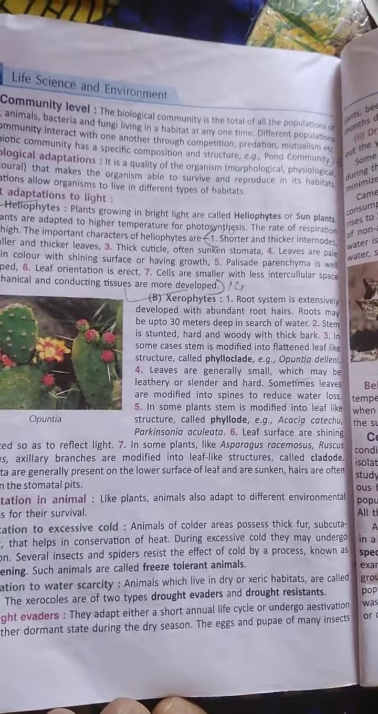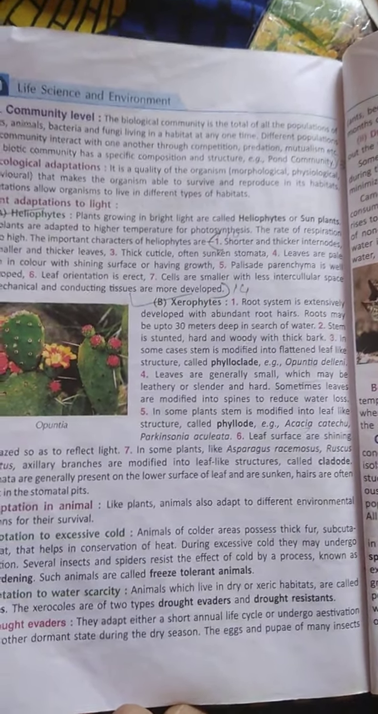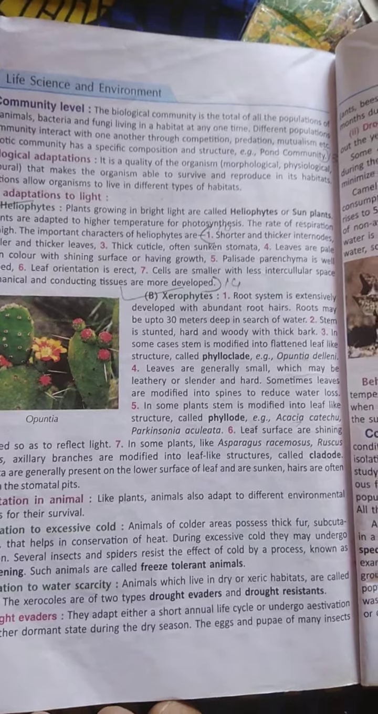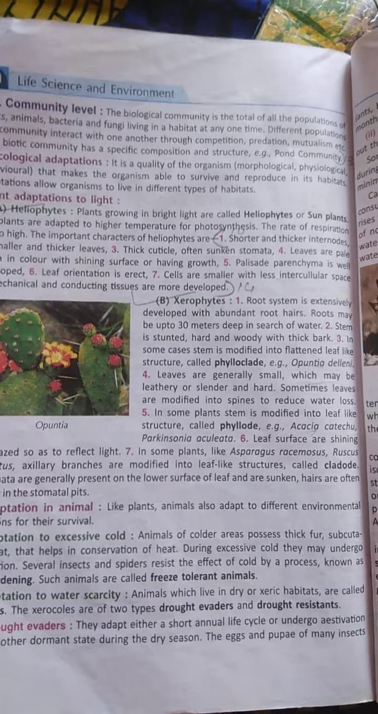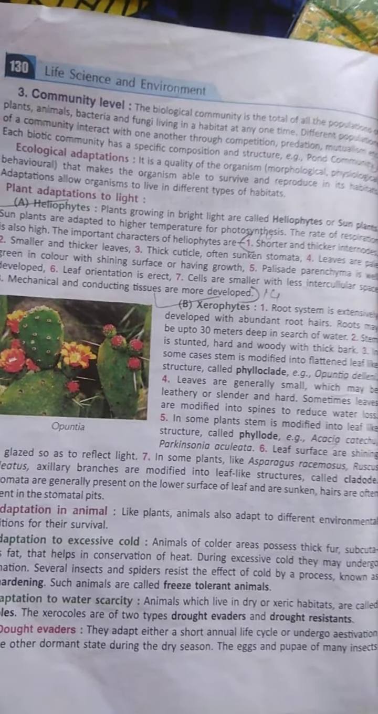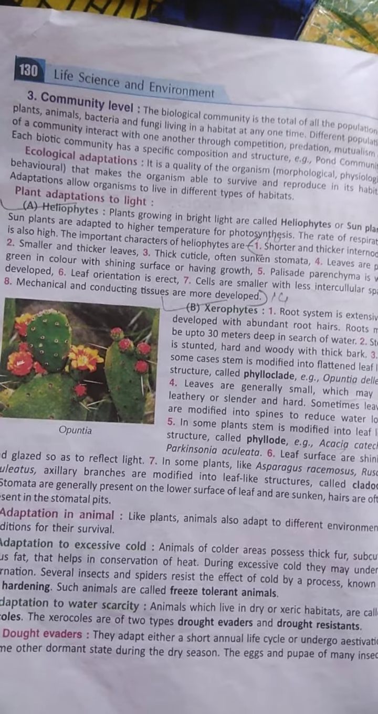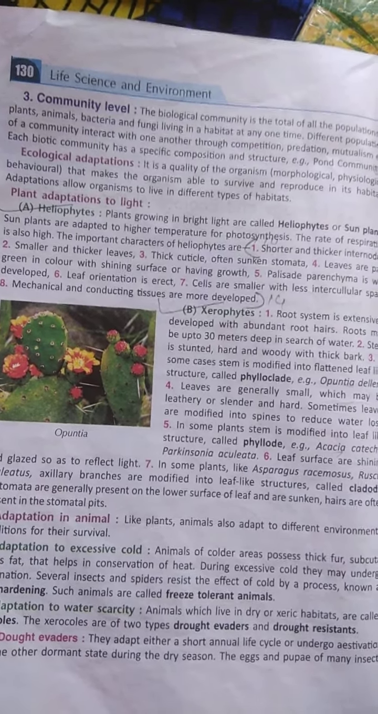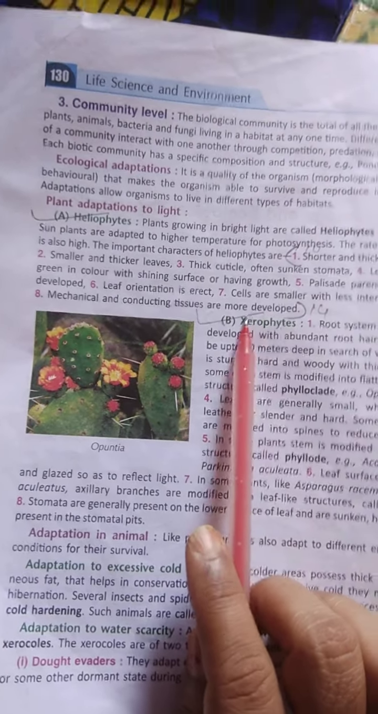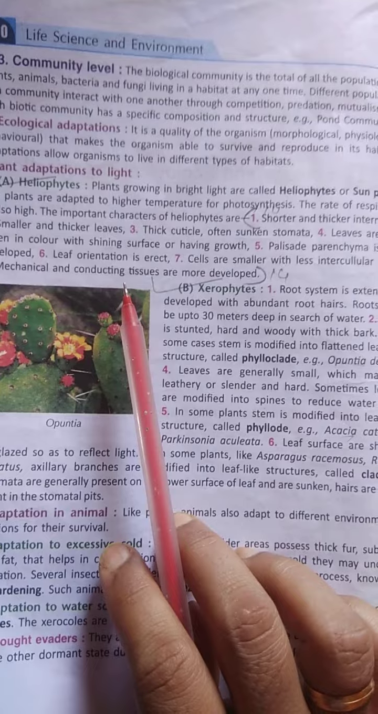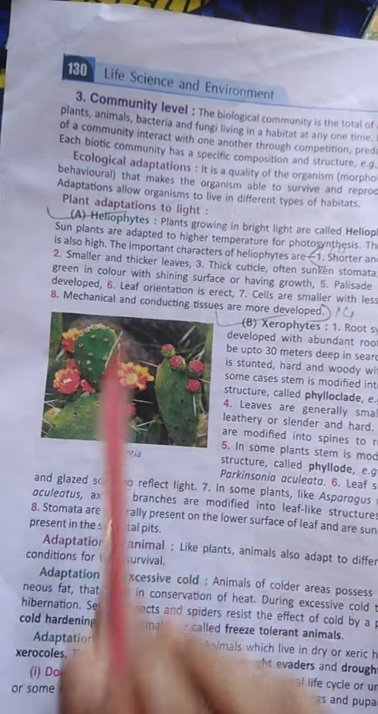Why are mechanical tissues developed? Because of continuous exposure to light, what happens? Although sunken stomata are present, a slight transpiration takes place, so there will be no scarcity of water. Sufficient water should be present in the plant body. So the mechanical and conducting tissues develop. Mechanical and conducting tissue means the xylem and phloem. Clear? So this is all about the adaptation to light in heliophytes.